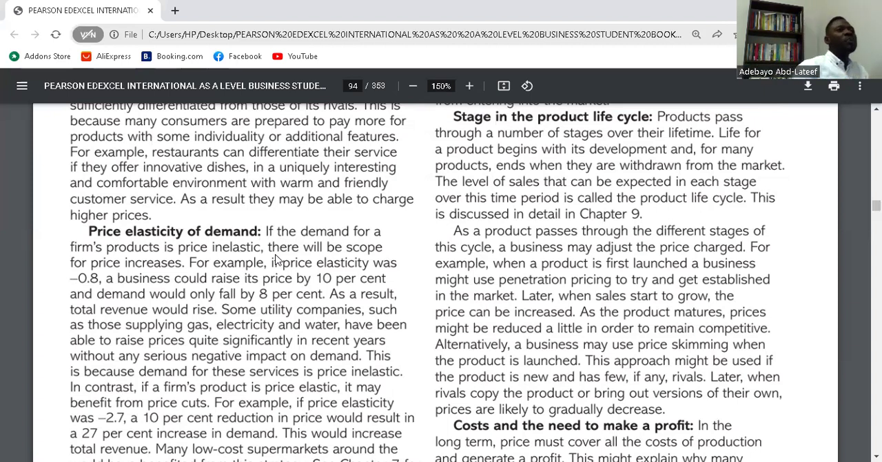So you can use penetration pricing or price skimming when the product is launched. But to use penetration pricing, maybe there are competitors in the market. But to use price skimming, you have few or no competitors. Clear? Okay.